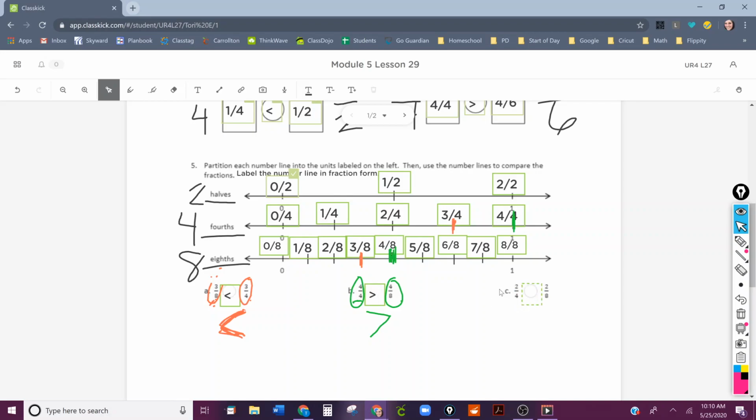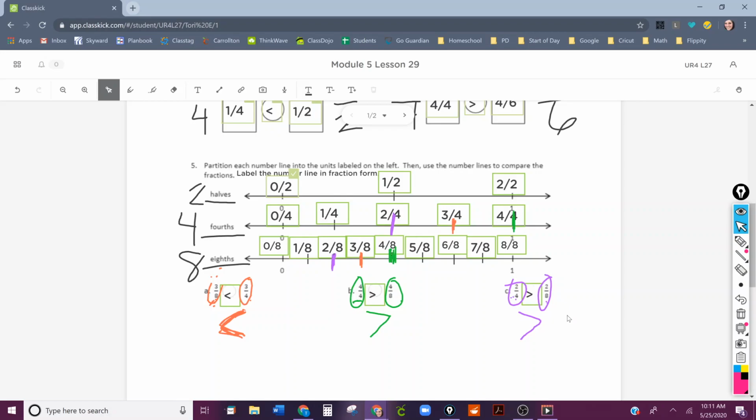All right, that brings us to our last one. Let me change colors again. We have 2 fourths, which is here in the middle. We have 2 eighths, which is over here. We can see 2 fourths goes farther than 2 eighths, so 2 fourths is bigger. We can also look at the denominator. 4 is smaller than 8, which means that's bigger. And I put 2 fourths is greater than 2 eighths.